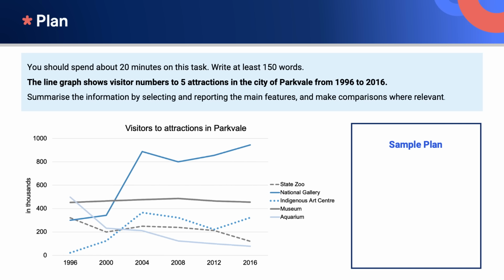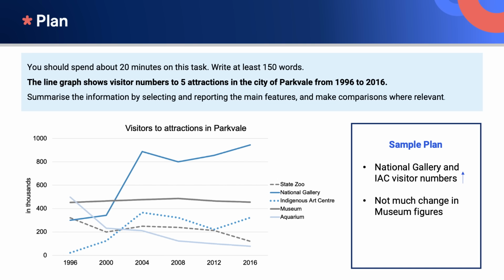Here are some key points. The National Gallery and also the Indigenous Art Center numbers went up. There was not much change for the museum. Numbers for the aquarium and zoo went down. Fewer people visited. So, now we have our key points around which to build a response to the task.